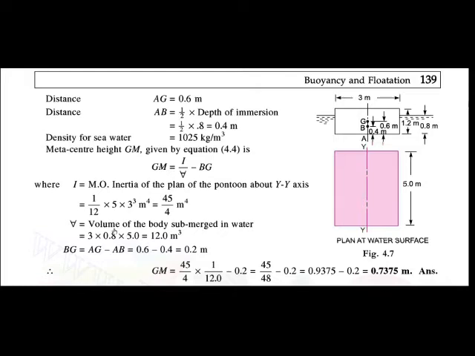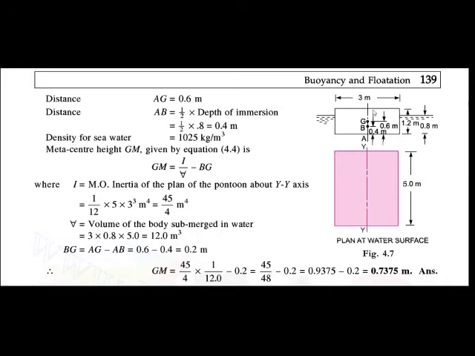I is bd cube by 12. Then we have to calculate the volume of the body submerged in the water. They have already given the dimensions: breadth is 3, height is 0.8 and the length is 5 meter, which is equal to 12 meter cube. The volume of the body submerged in the water is equal to 12 meter cube.